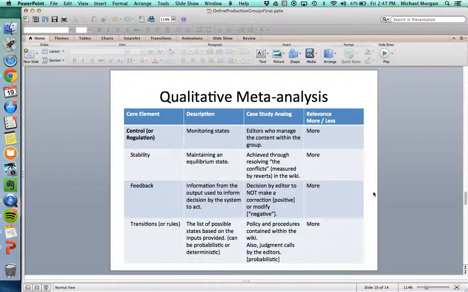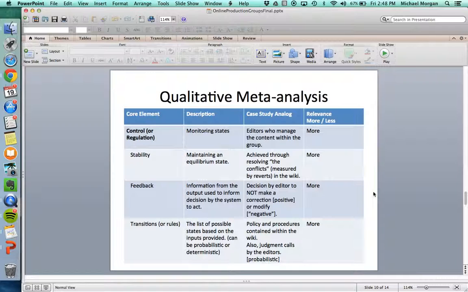Feedback is another core element of cybernetics, and feedback here is about information from the output that's used to inform a decision by the system to act. So I have this information out here, and I'm going to sample this information and try to figure out what it's telling me. The analog here is really the decision by the editor not to make a correction, which would be considered positive feedback, or to modify, which could not necessarily, but could be negative feedback.